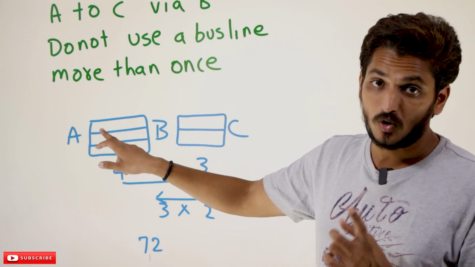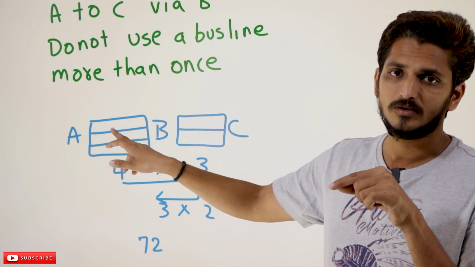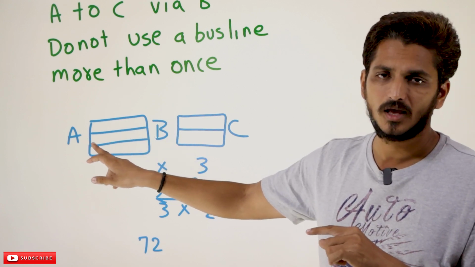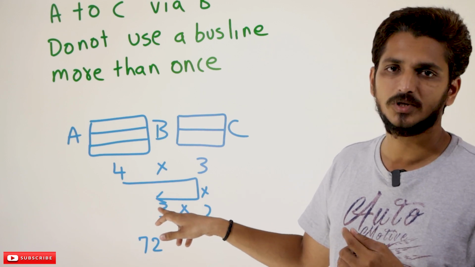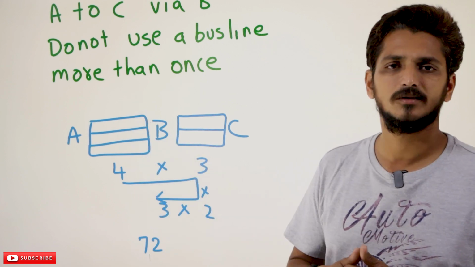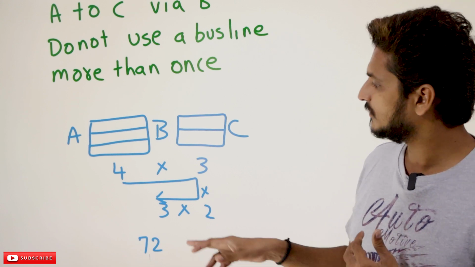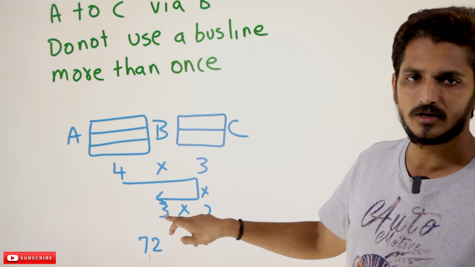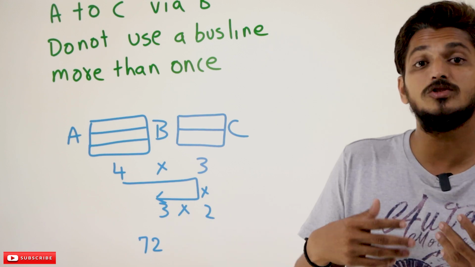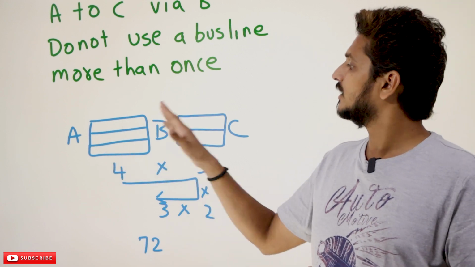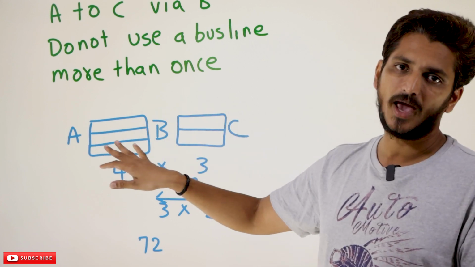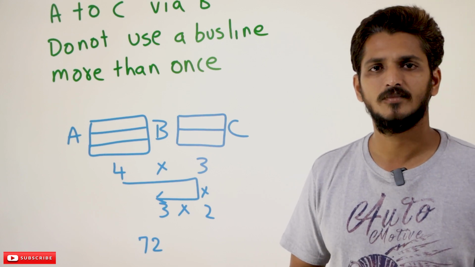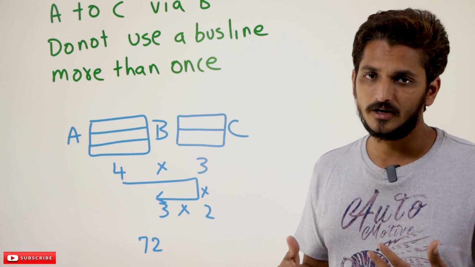From B to A, you already used one line. So don't use it again. From B to A, you are having 3 possibilities because already used one. So total how many possibilities? 4 multiplied by 3 multiplied by 2 multiplied by 3. Total 72 possible ways you can choose from A to C and C to A back without choosing the same line again. So these are the ways they are trying to ask the questions.